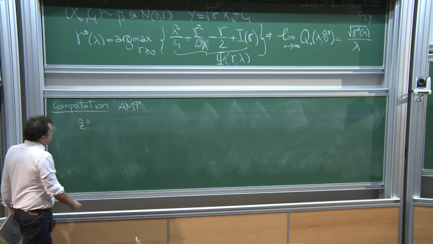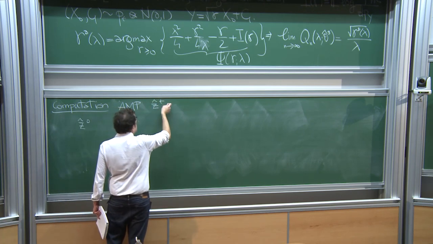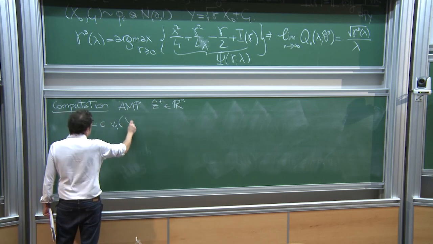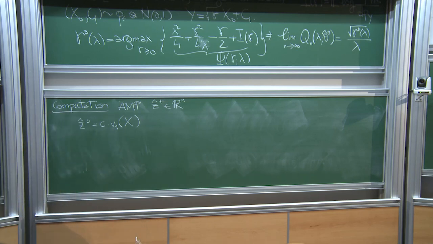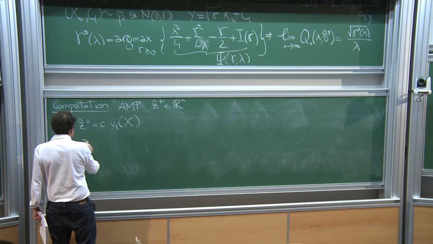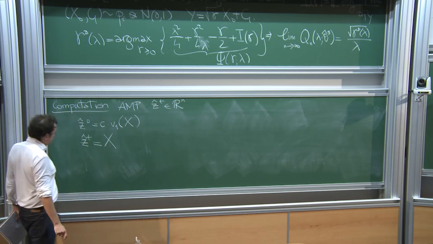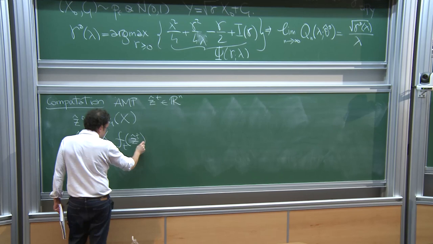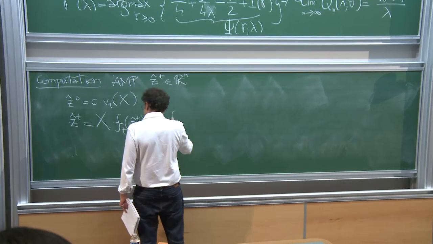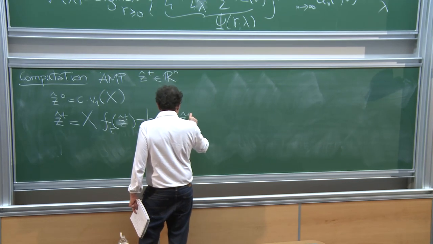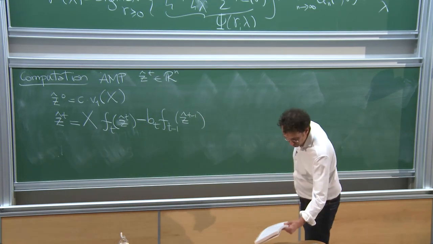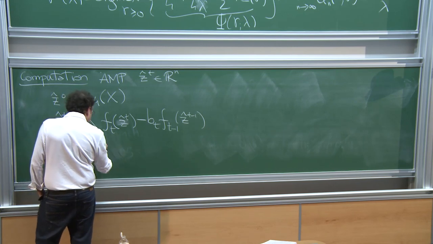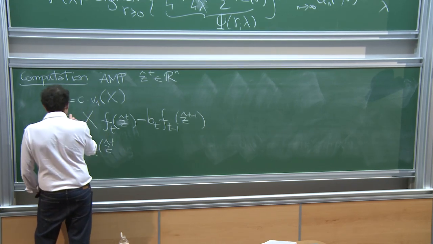I initialize a vector, so I will have a sequence of iterates. I'll call them Z^t, these are in R^n. And initialization will be just by PCA. You start with a normalization constant times the first eigenvector of X, and then I iterate something like this. In this case, it's very easy. I will compute some nonlinear function of Z^t. And then I subtract the memory term. And at the end of the day, I compute theta hat by just this function.